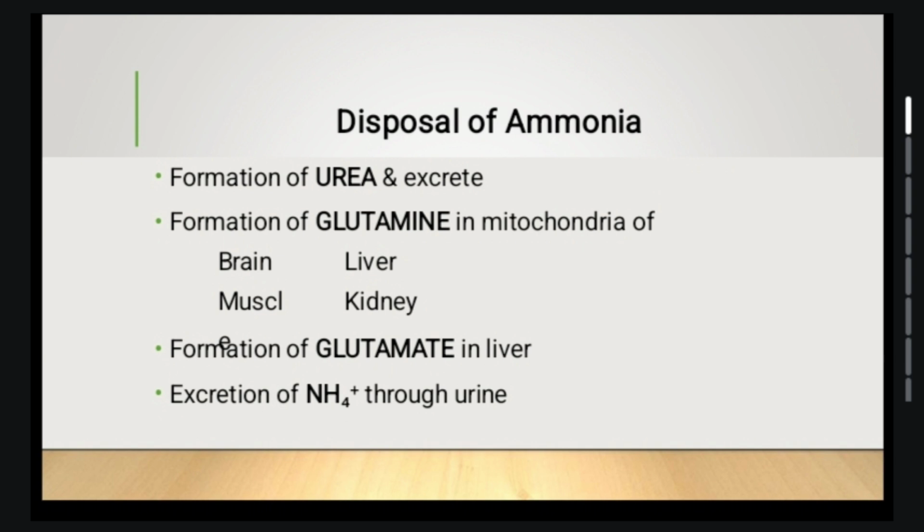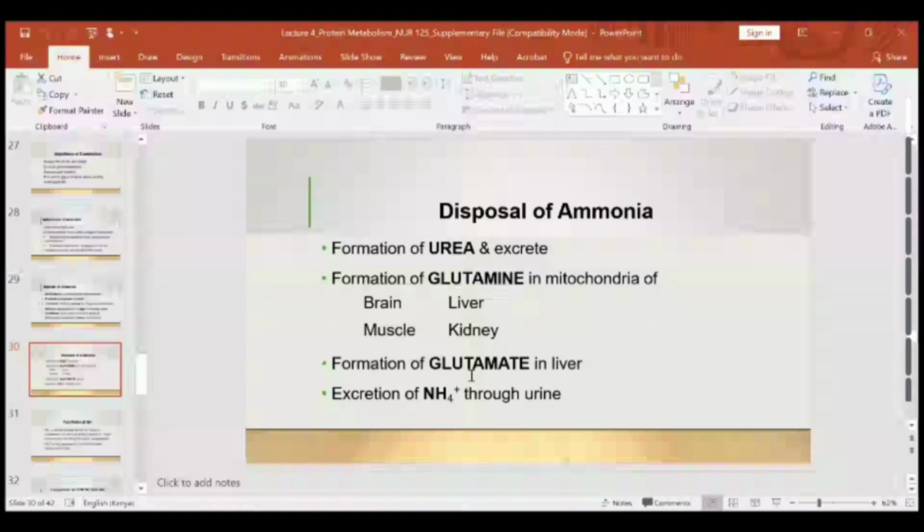That's the major way of disposing ammonia. But it can also be converted into glutamine, which is less toxic. Then ultimately in the liver, it's converted to glutamate, and ammonia is released. The ammonia then becomes ammonium, the ionized form, which can again be disposed of in urine.